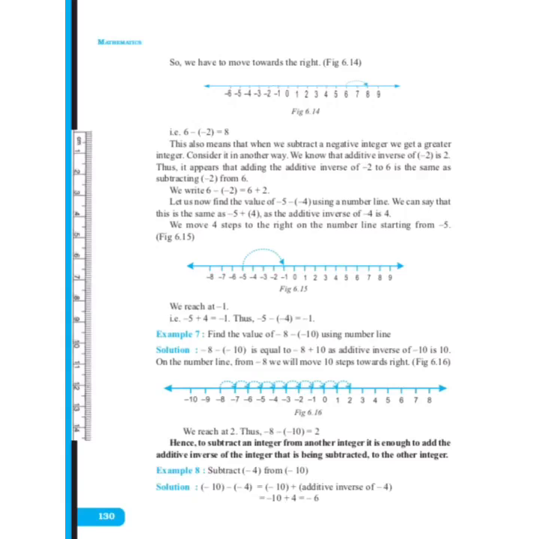Now children, on the same page 130 you can see one more example. Subtract minus 4 from minus 10. Children, this we have to solve without using a number line. So minus 4 from minus 10. So first we will write minus 10 because it is from minus 10. So minus 10, then again minus and in bracket minus 4.